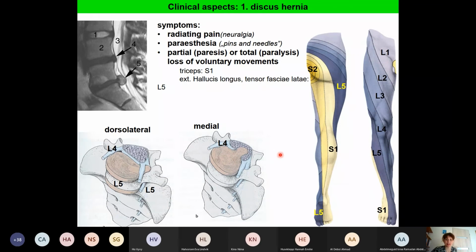And according to the segmental innervation, the symptoms will appear according to the dermatomes, as you can see here. For example, if you have a problem with the L5 root, then the pain will radiate toward the big toe, and the patients will also have paresthesia. That means they can feel pins and needles, or partial or total loss of voluntary movements can also appear. So according to the symptoms, you can know where the lesion is found, at which level.